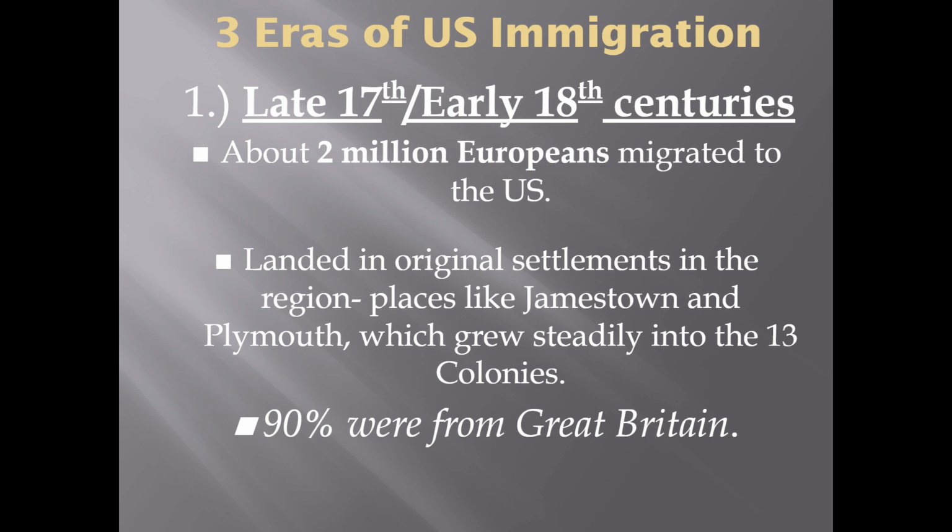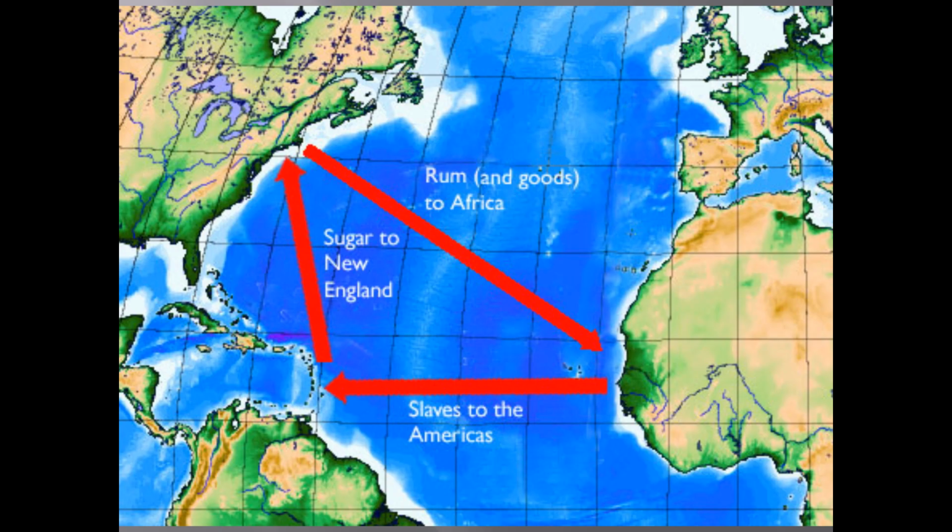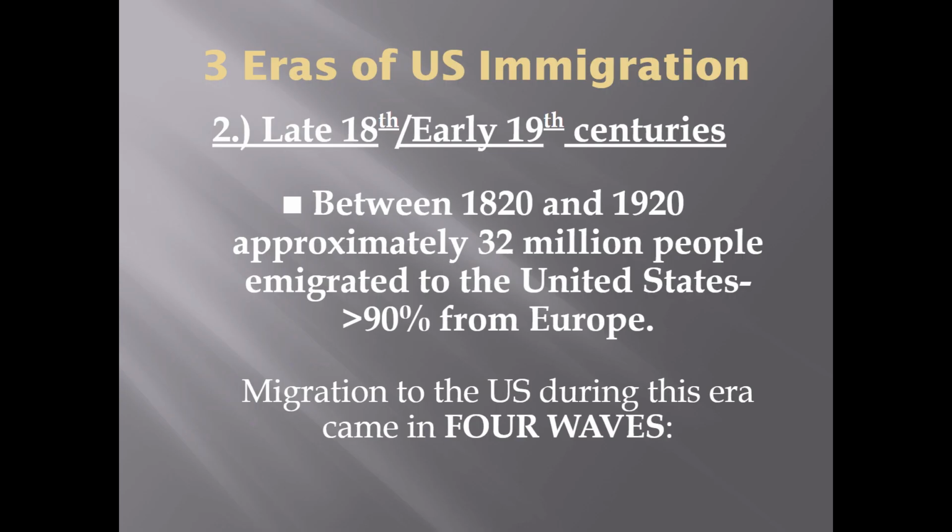So everything was pretty much British, or English, in this country until the early 1800s, all right? Once we get into the 1800s and we actually became the United States and we're no longer colonies, things started to change. Up to 1800, we only had 2 million people. But between 1820 and 1920, 32 million people came to the United States, and over 90% of those people came from Europe. So again, our first wave is almost all English, 2 million people.